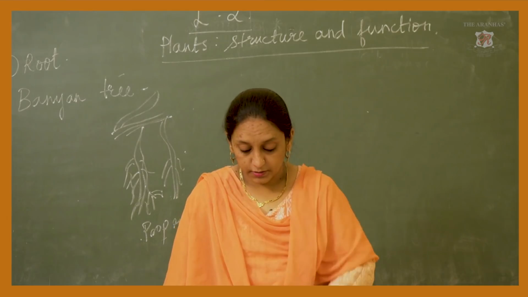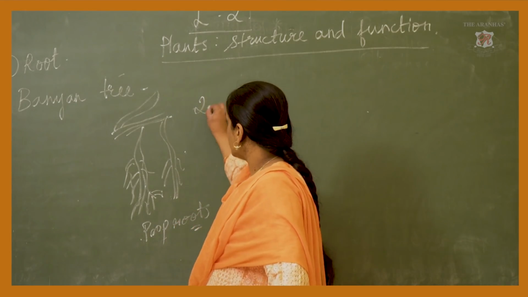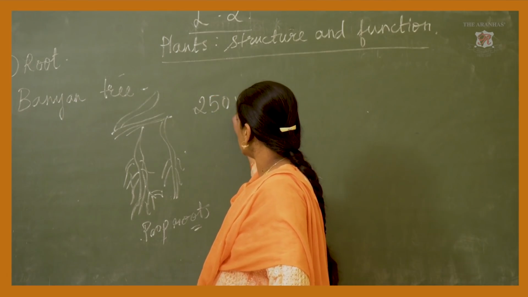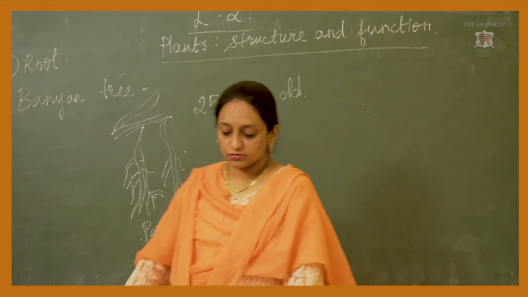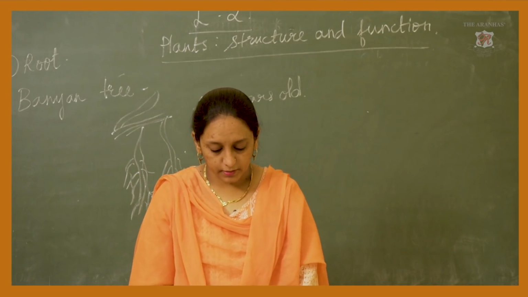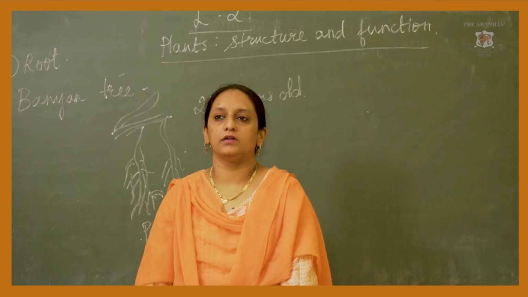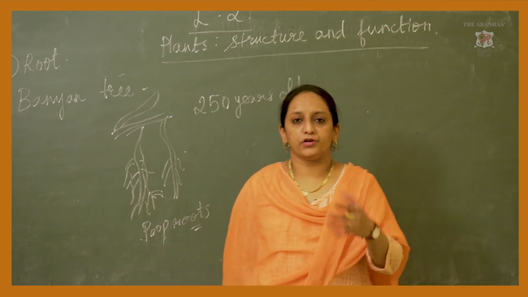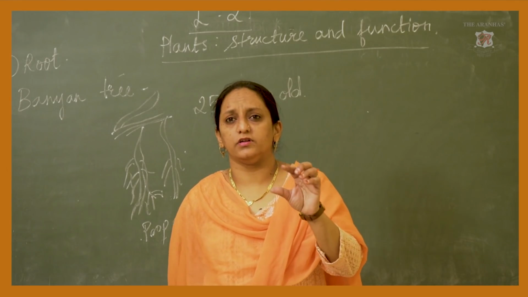Then in Kolkata, a 250 years old banyan tree is there. It must be so huge and so dense. It is in Kolkata, in the Indian Botanical Garden. You know a botanical garden, where different types of trees are planted and the names of the trees are written on a small board.